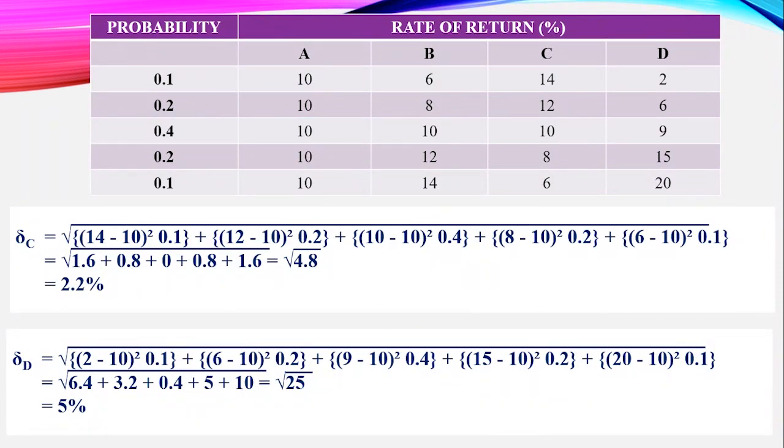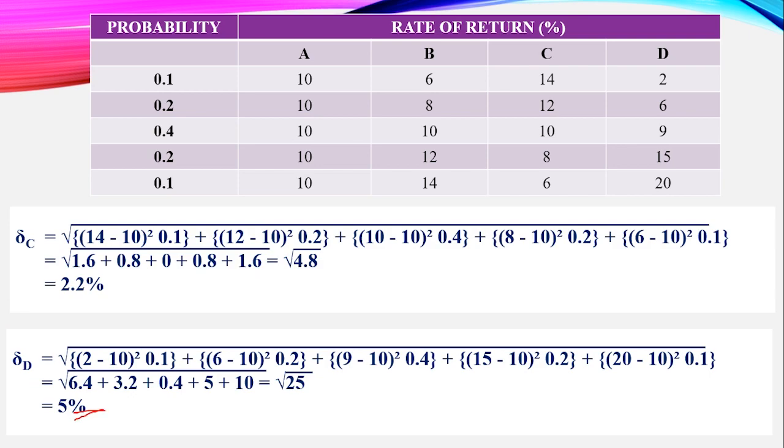If you look at C, you do the same for C. Again, remember we have said for asset C, look at this. This is the RAI 14. You less the expected return of 10. Remember the expected return for C was 10. You get 4, square that, you get 16, you multiply by that, you get 1.6. You do the same. You get that, it will give you 2.2. When you do for the standard deviation of D, you find that it's coming to 5%.